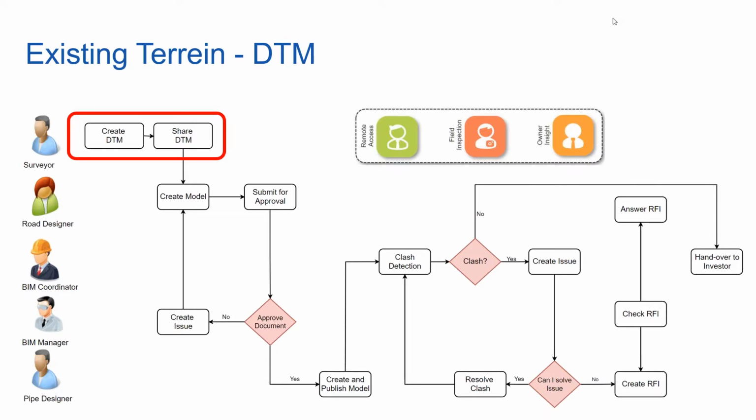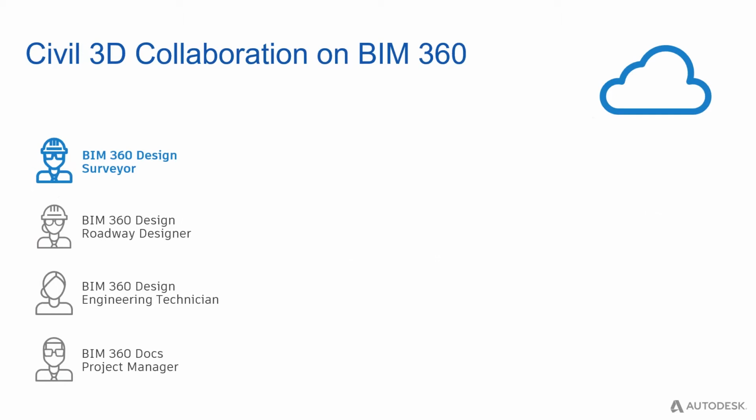So let's have a look how we can use BIM 360 to satisfy this part of the workflow. We have what we call Civil 3D collaboration on BIM 360. Basically, you can really work with live data, you can use Civil 3D in BIM 360, and you can share not only files, but also objects.